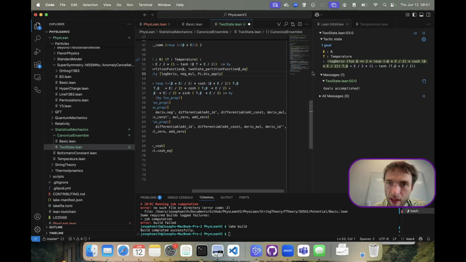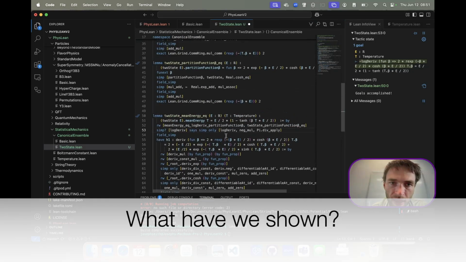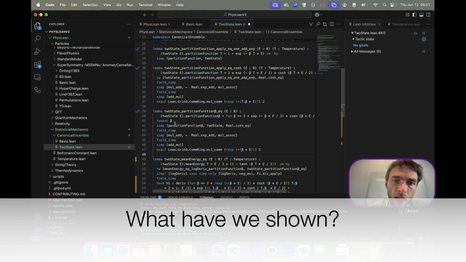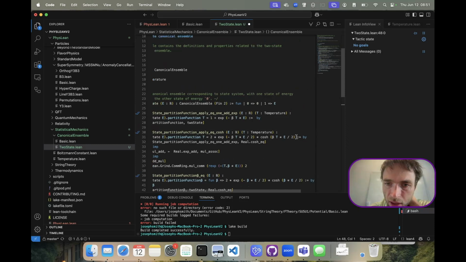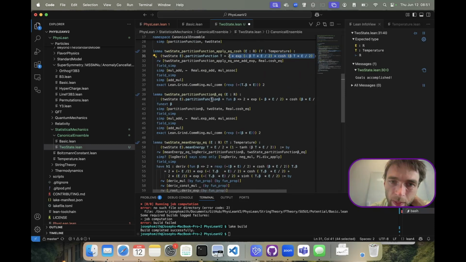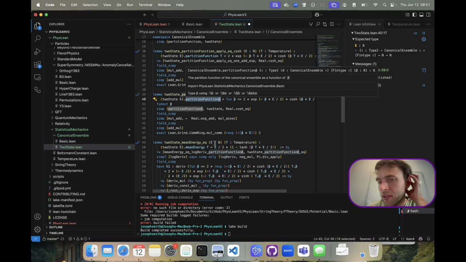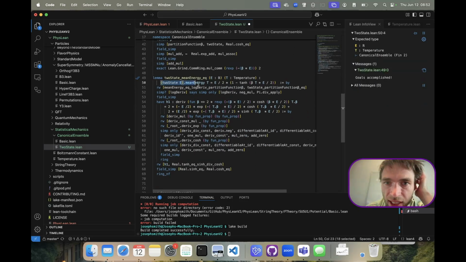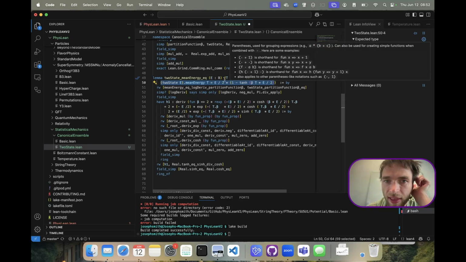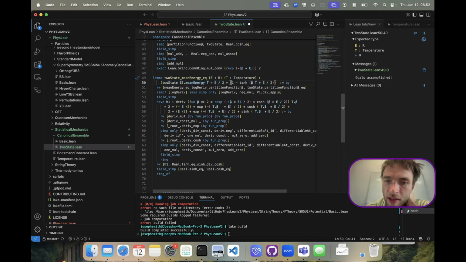So, okay, what have we shown? We've shown that the partition function of the canonical ensemble is equal to this cosh thing here. We had to do a little bit of work to get the partition function as a function of the inverse temperature rather than just a function of the temperature. And then we showed that the mean energy of this partition function is equal to this e over 2 times 1 minus tanh. So I think I'm going to stop there.